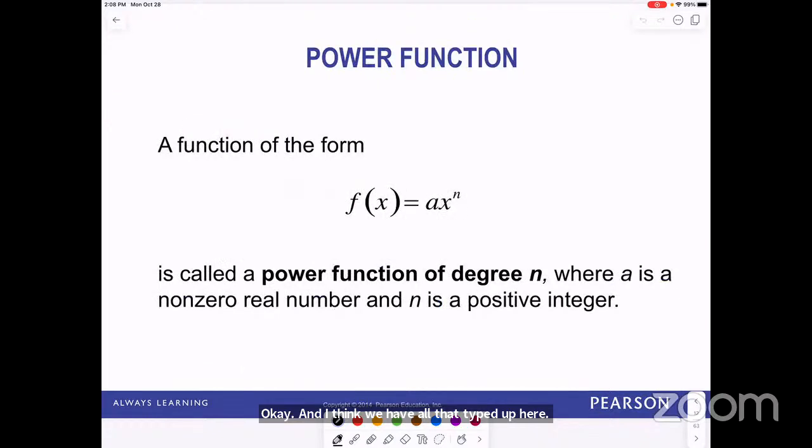All right. So we have this notion of what we call a power function. So a function of this form is called a power function of degree n, where a is a non-zero real number and n is a positive integer. So this is essentially a monomial, right? Our a is a non-zero real number, n is a positive integer, right?